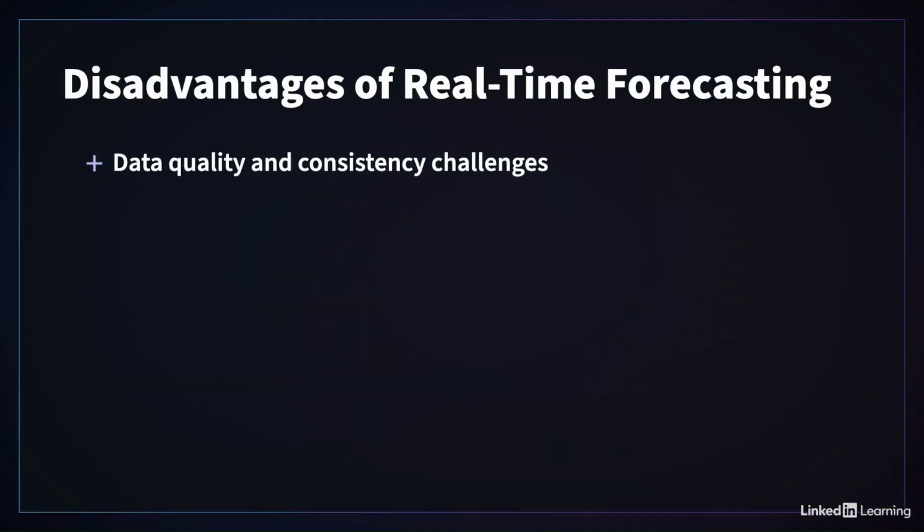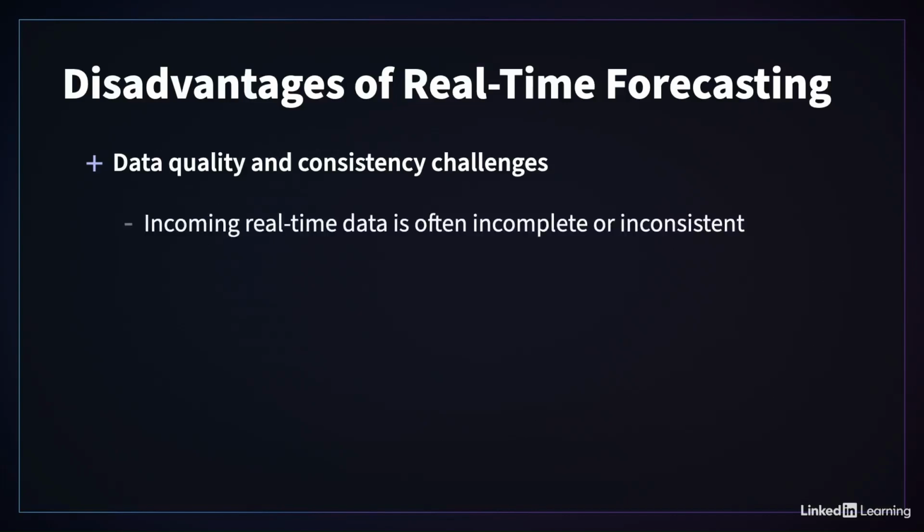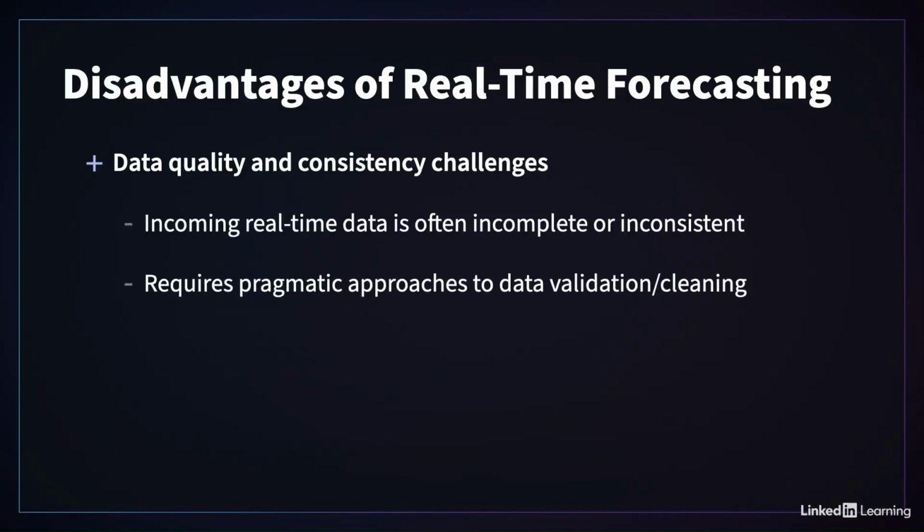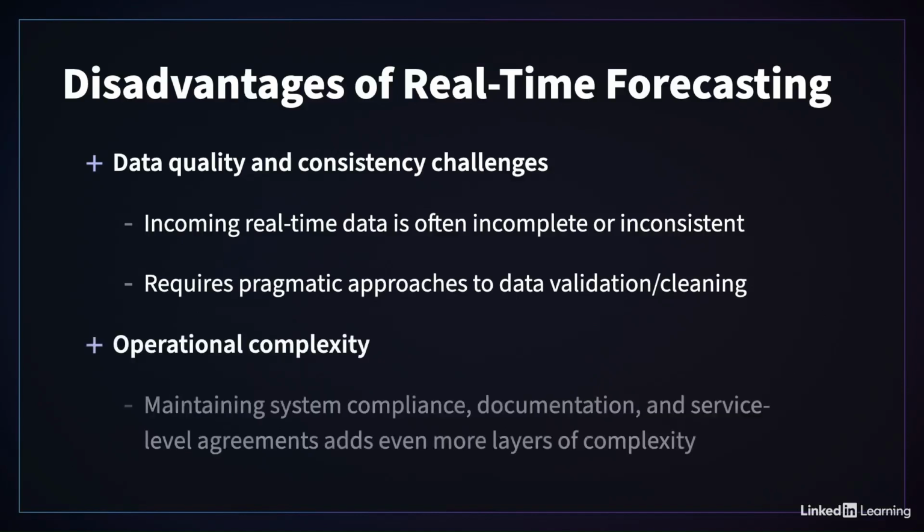Data quality and consistency are typically also major concerns in real-time systems. Incoming real-time data is often incomplete or inconsistent, requiring pragmatic approaches to data validation and cleaning, because you simply can't control everything 100% like in batch scenarios. Again, that's something your organization might just learn to tolerate. In terms of operational complexity, maintaining system compliance, documentation, and keeping service-level agreements adds additional layer of complexity to real-time systems.